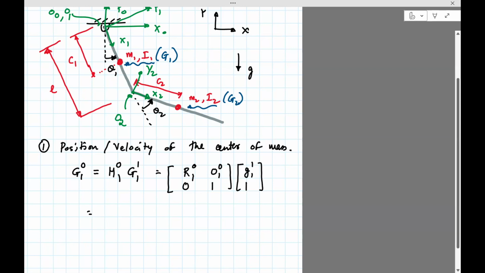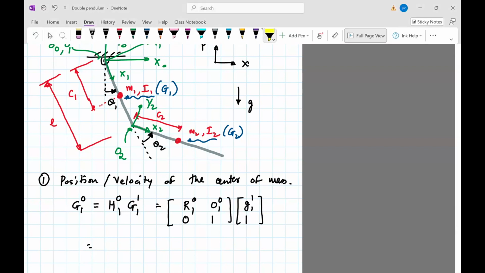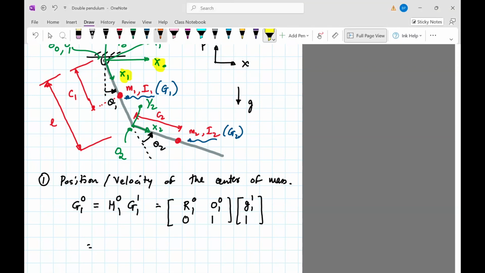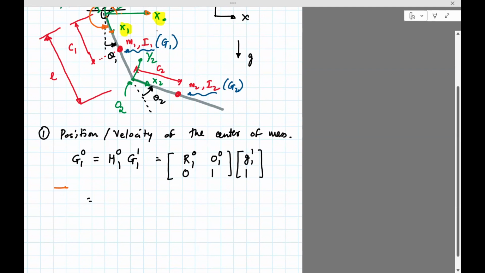So let's write what R1 is. It's basically the angle made by x1 with the x0 axis. Now, when I find the angle, I always go counterclockwise. So to compute the angle, I would need to go from x0. You can see x0 points this way to the right, and x1 points down. So to go counterclockwise from x0 to x1, I need to go this way. This is the angle. So I can draw that here just to make it easy to visualize.